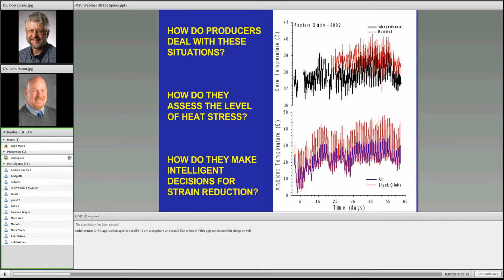So the question then is, how do producers deal with these situations? How do they make any sort of assessment of the level of stress? And then more importantly, how in the world do they determine how to deal with this level of strain on the animal?